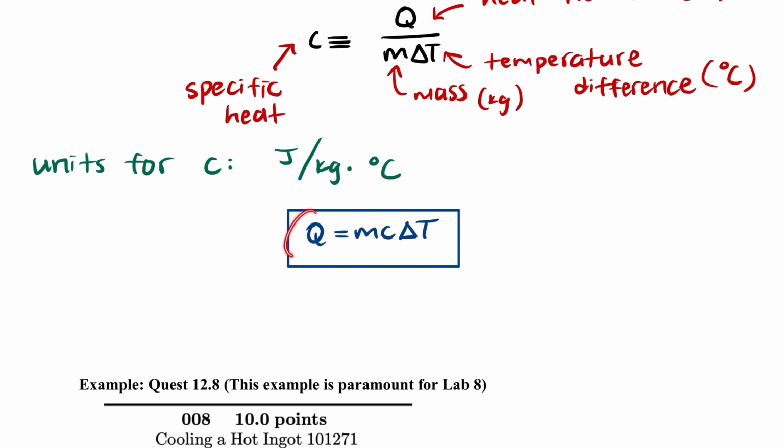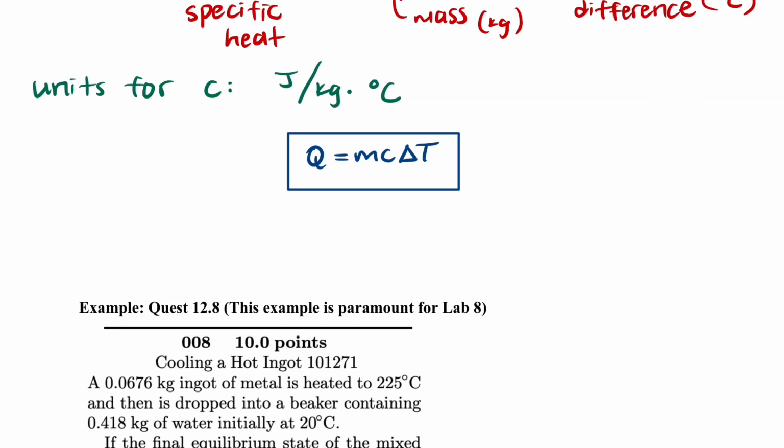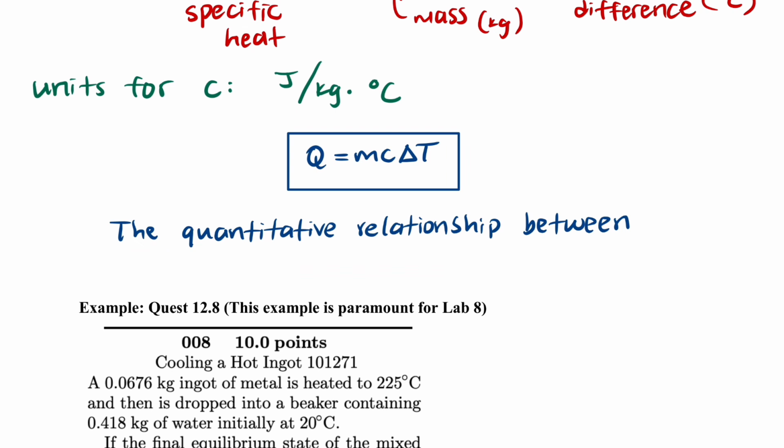So if you know the amount of energy being transferred, then you can predict how that temperature is going to change. Or if you know the temperature difference, then you can know how much energy went into the system or away from the system. My apologies. So we can call this the quantitative relationship between heat transfer and temperature difference.